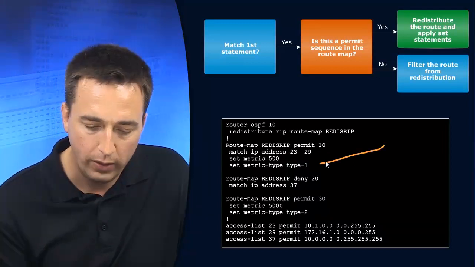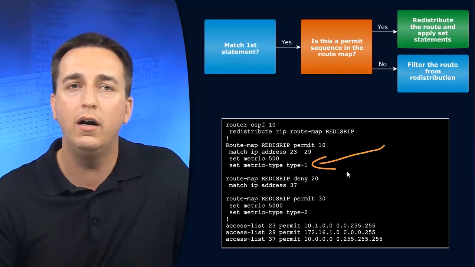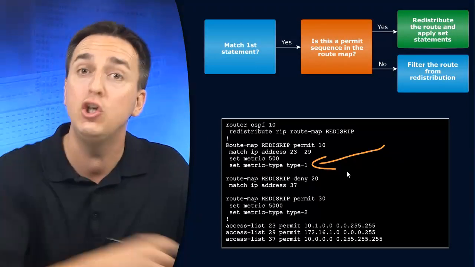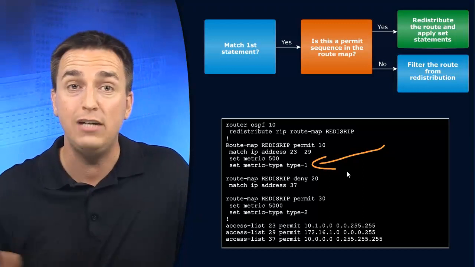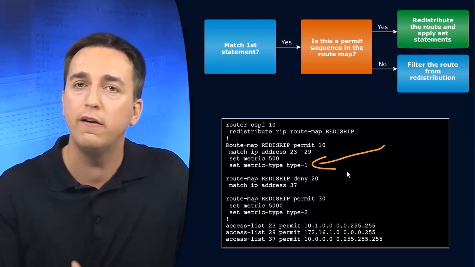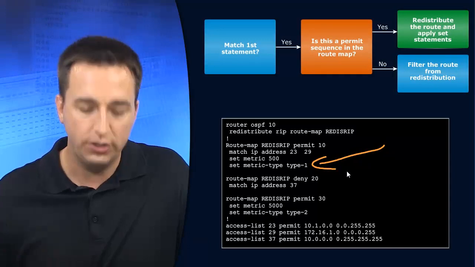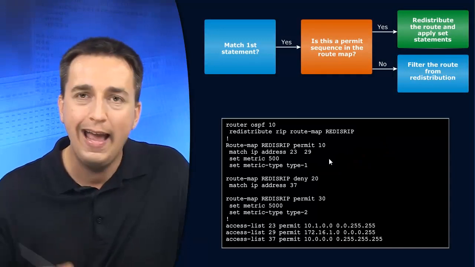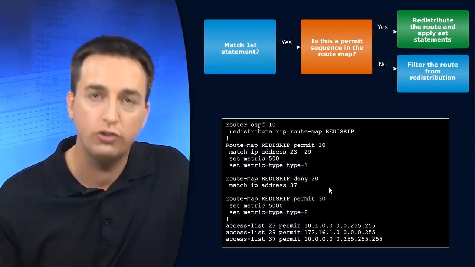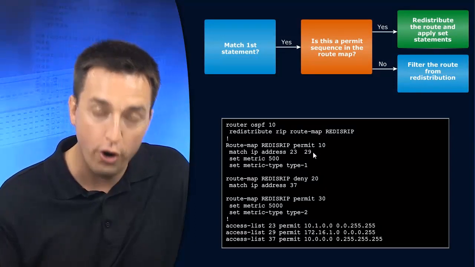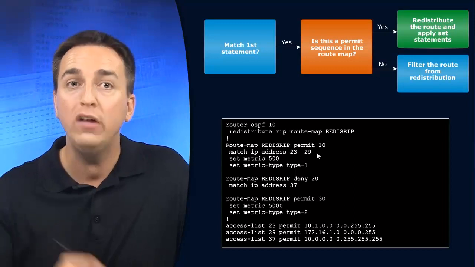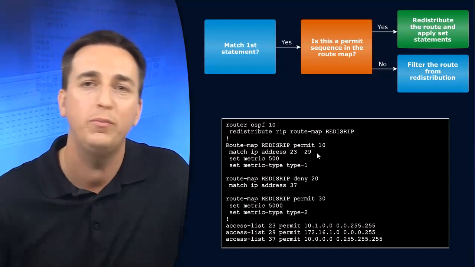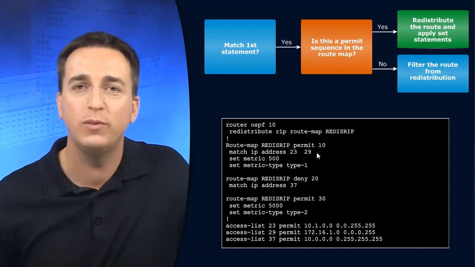In addition to that, we are setting a metric type to type 1. What's the default metric type when we're redistributing into OSPF? It's E2, so type 2. So we're modifying the metric type as well here to type 1. So essentially, this very first route map says any routes matching access control list 23 or 29 will be redistributed, and their metrics will be set to 500, and their metric type will be set to E1. That's what that is stating.